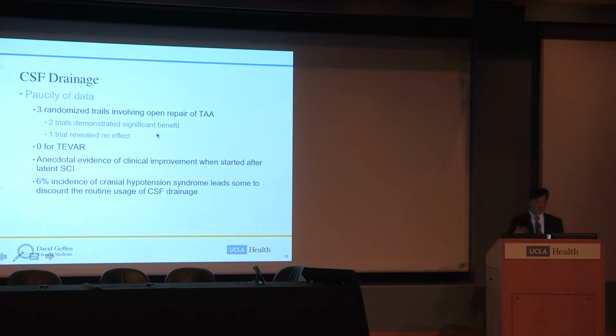So again, just to recap on a couple of these concepts, CSF drainage, like I said, there's somewhat of a paucity of data. There were 3 large randomized trials in open repair, 2 of which showed a benefit and 1 that revealed no effect. There haven't been any, to my knowledge, randomized trials in the TEVAR era that have looked at this issue head on. We all have anecdotal experience where we had a delayed or latent spinal cord issue present itself that subsequently recovered with placement of a CSF drain. There is an incidence of intracranial hypotension that makes it hard to just globally use for many individuals, however.